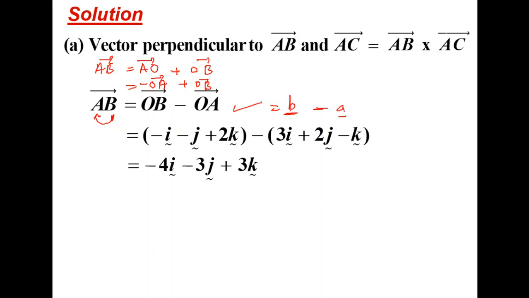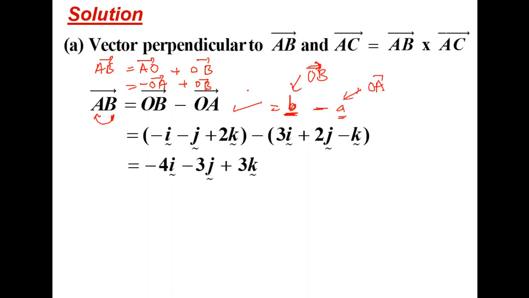Okay, this is small b with a curly line to show that this is a position vector. Or you can write OB with the arrow up. And this is OA.